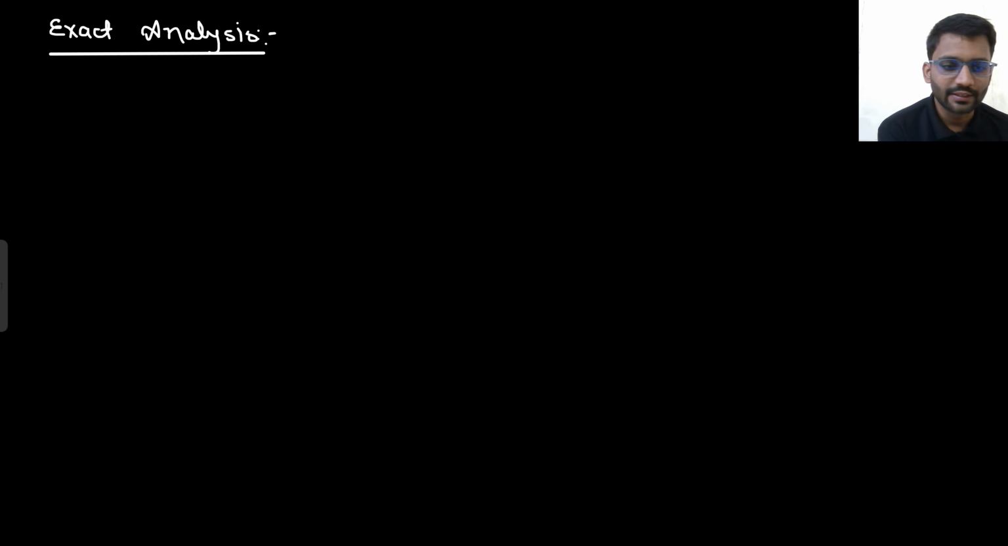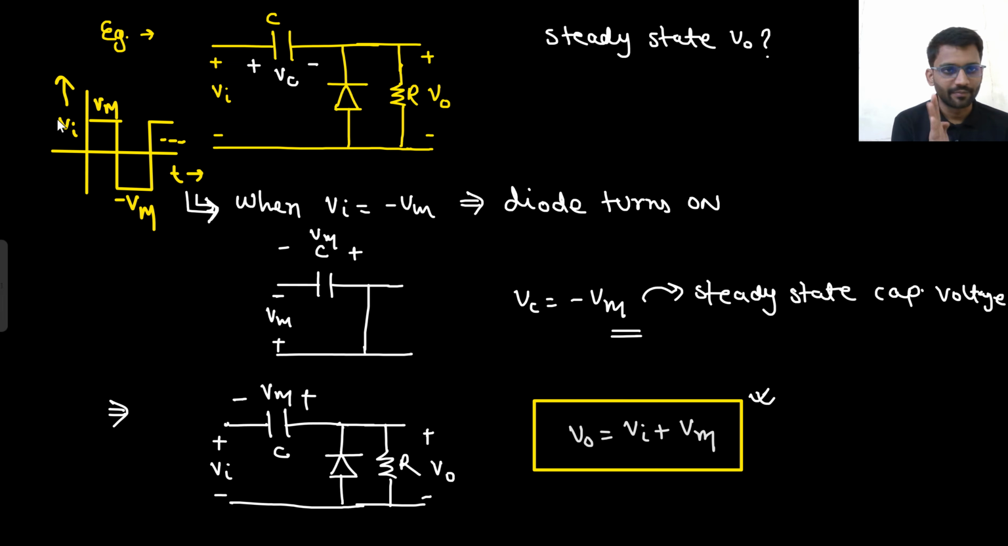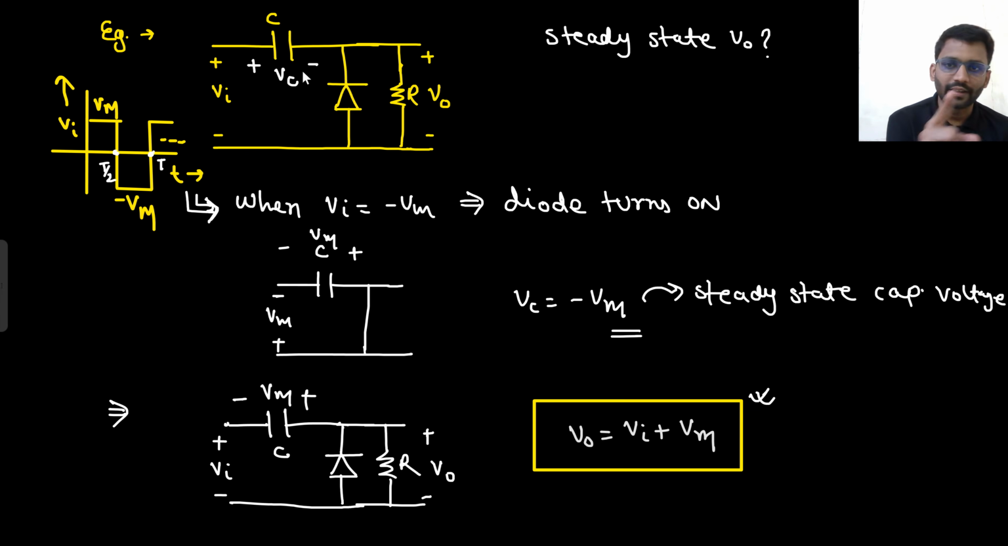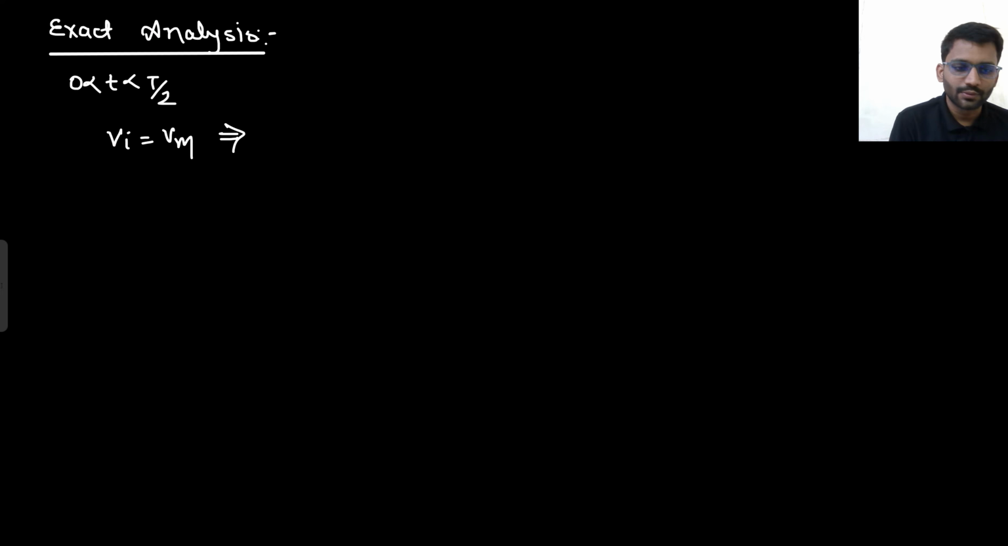What will we do in the exact analysis? First we will see the applied input is Vm. So when Vin is equal to Vm for 0 to T by 2, let's call this T by 2 and this T. For time 0 to T by 2, the applied input is Vm only. And if the applied input is Vm, that means the diode will not be on, because this Vm will be coming across the diode only, because the capacitor has no voltage. So the complete voltage will be coming across the diode. So the diode is off.